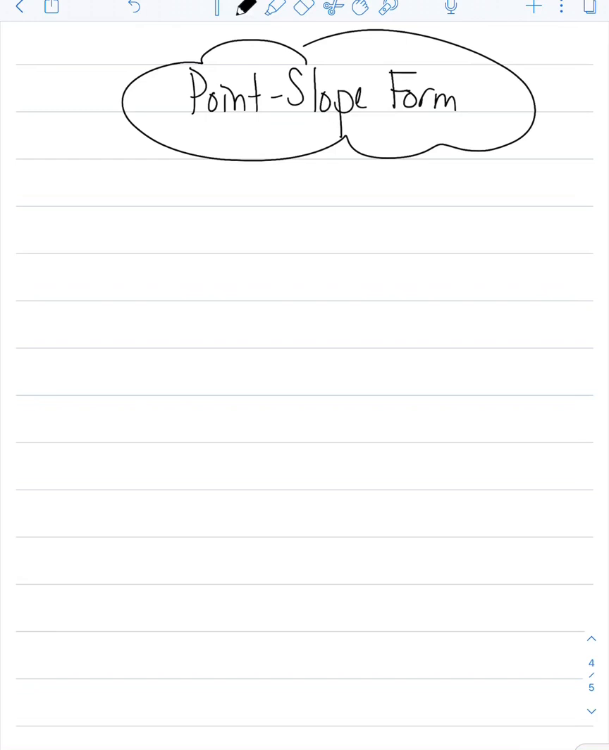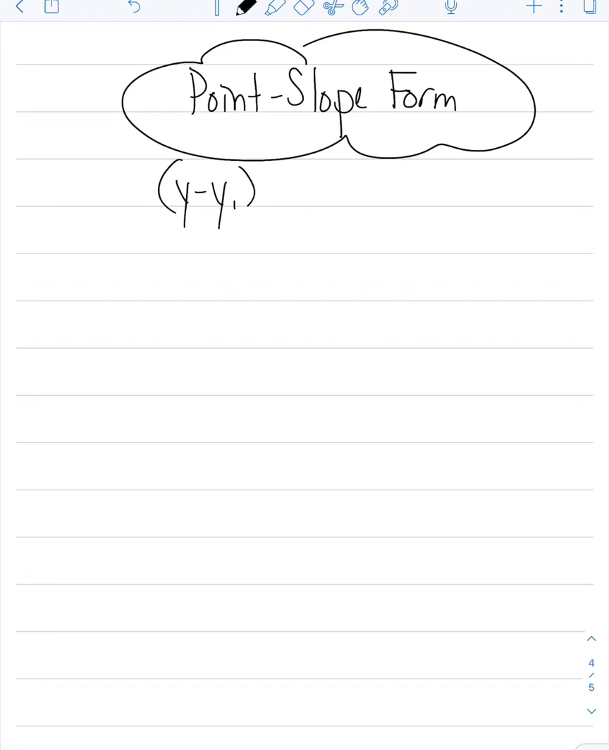Hey guys, so today we're going to start taking a look at the point slope form of a linear function, or the point slope form of a line. So just like its name implies, we use this form when we have the point on a line and the slope. So first of all, here is the point slope form.